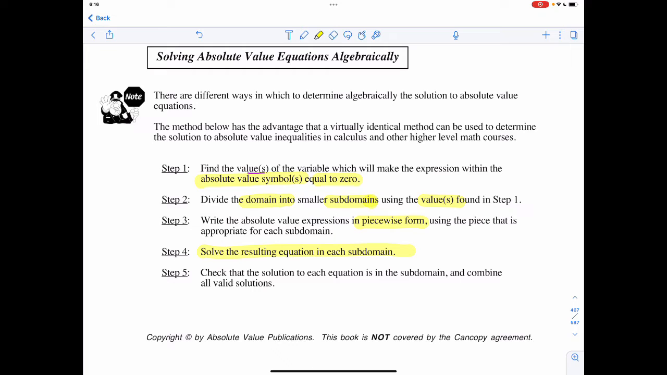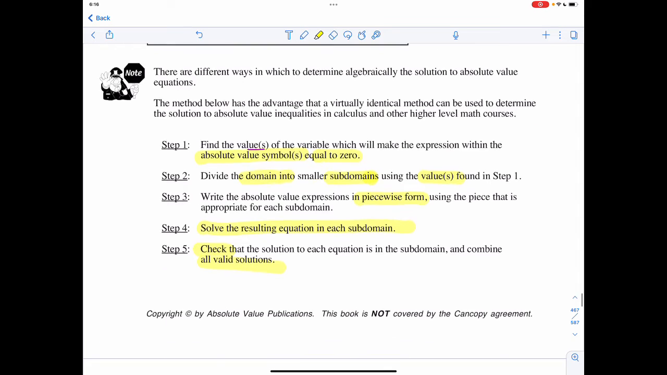Last but not least, because of the way that it reflects, it can wind up with extraneous roots, or roots that don't actually show up, just like in many of the units that we've talked about so far. So we always need to confirm that the solution is valid within that range. So let's take a look at it.